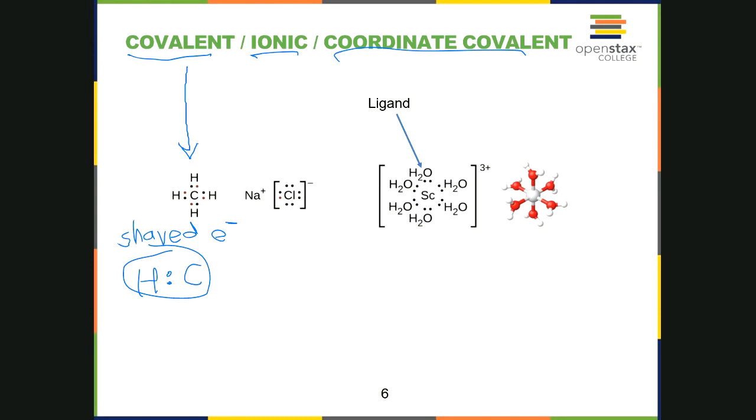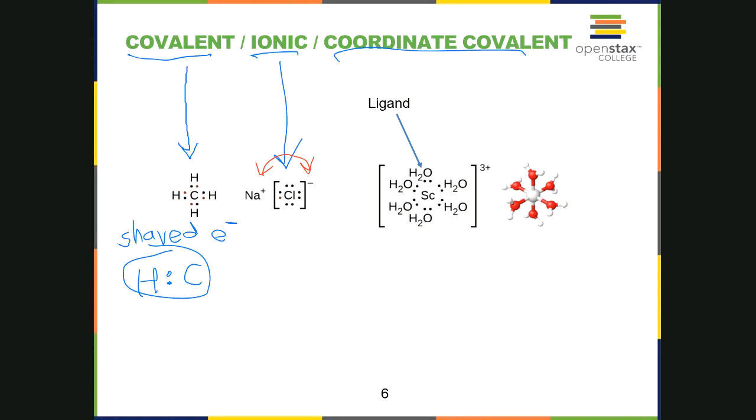Now that differs from ionic compounds, where you would have a positive ion like we have in the sodium, and that's attracted to the negative ion we have in the chloride. So that's different than the covalent compounds.